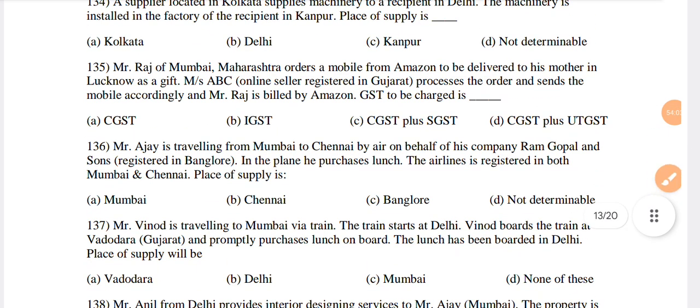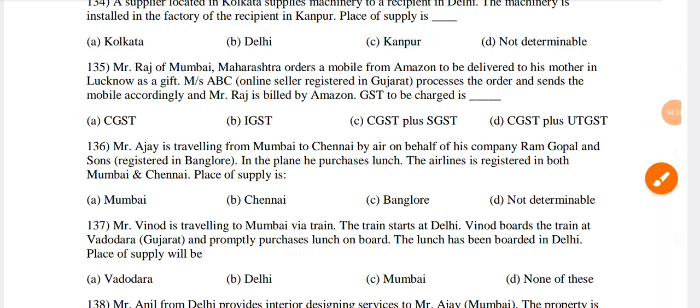Next question, Mr. Raj of Mumbai, Maharashtra ordered a mobile phone from Amazon to be delivered to his mother in Lucknow as a gift. Mr. ABC, an online seller registered in Gujarat, processes the order and sends the mobile accordingly, and Mr. Raj is billed by Amazon. GST to be charged is dash. Option A CGST, option B IGST, option C CGST plus SGST, and option D CGST plus UTGST. The correct option is B, IGST.